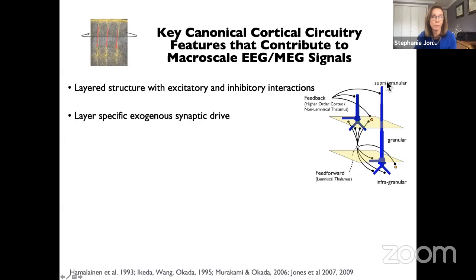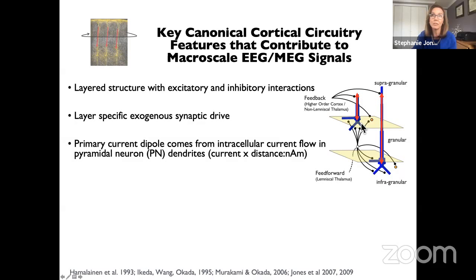Now, again, we can calculate this big electrical primary current signal from the intracellular current flow across all of the pyramidal neurons across the layers. With this construction, the units of measure that would come out of a model like this are current times distance. You have a current over a distance. And that's the same unit of measure that you get from your source localized MEG or EEG data.